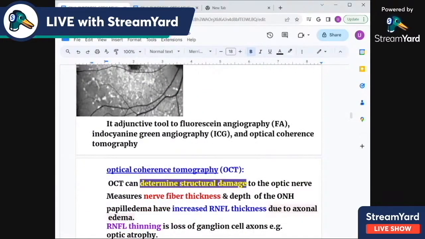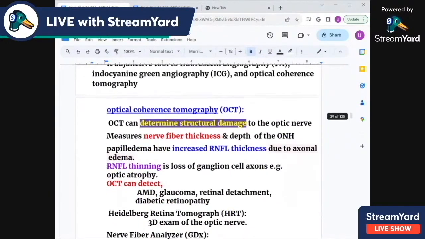Then comes the optical coherence tomography. It determines the structural damage. It detects the thickening of the retinal nerve fiber layer, RNFL. How is the retinal nerve fiber layer thickness in papilledema? Yeah, the thickness is increased. Retinal nerve fiber layer thickness is increased in papilledema, whereas it's decreased in neuritis or other conditions.